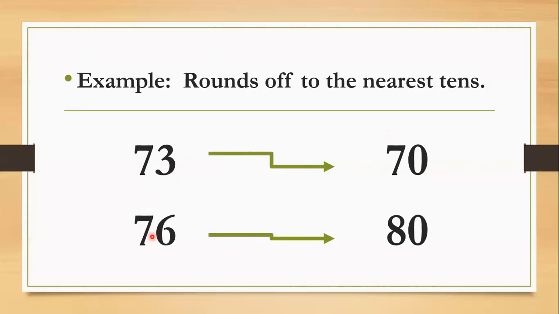Yes, very good. Now, let's see 76. In 76, 7 is in the tens place. And let's assess 6. 6 is greater than 5. So what are we going to do? We are going to add 1 to 7. So 7 plus 1 is equal to 8. And you have to replace the 6 by 0. So the answer would be 80. Good job.